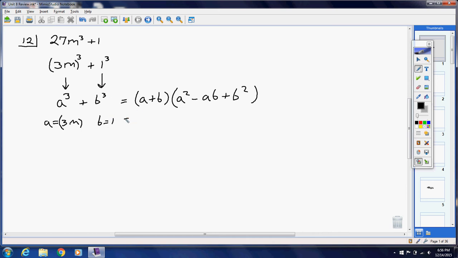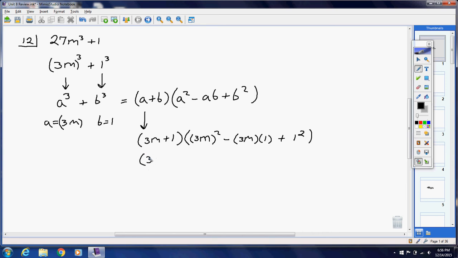So if we fill in our little formula here, then we've got 3m plus 1 times, and then we've got 3m squared minus 3m times 1 plus 1 squared.